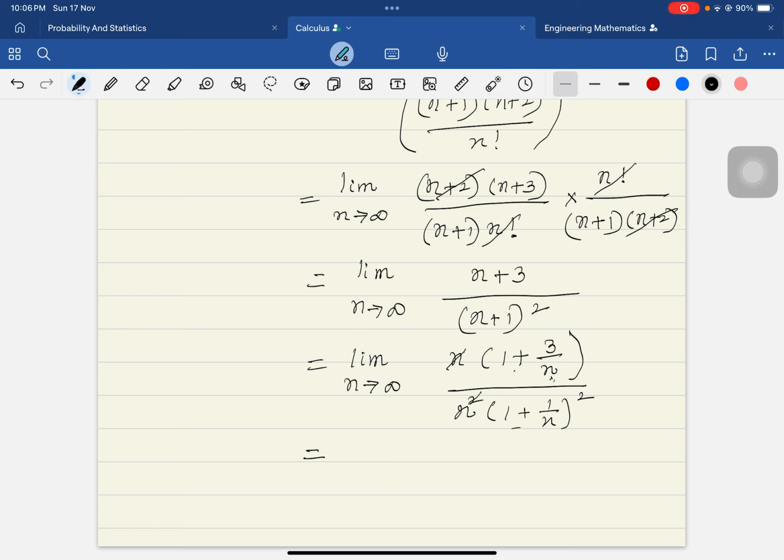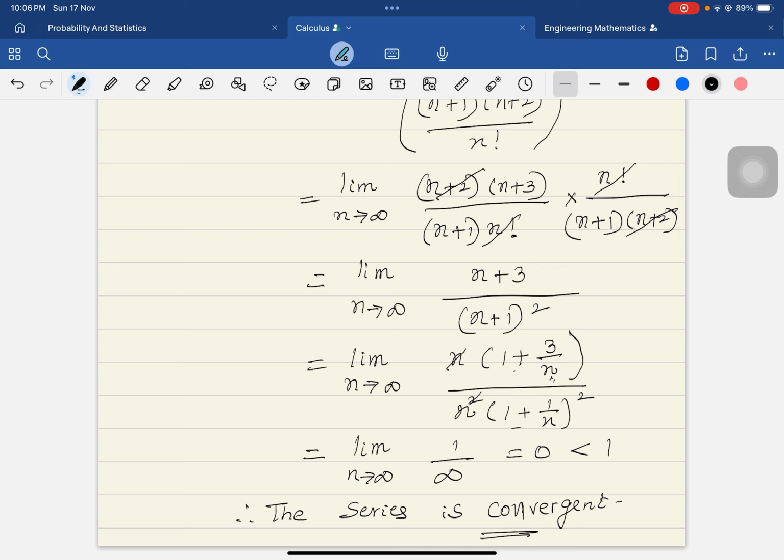So what is this value? 1 over infinity. So the limit as n tends to infinity becomes 1 over infinity, and the value is 0, and 0 is less than 1. Therefore you can declare that the given series is convergent. I hope you could understand. Since the limit is less than 1, the series is convergent.